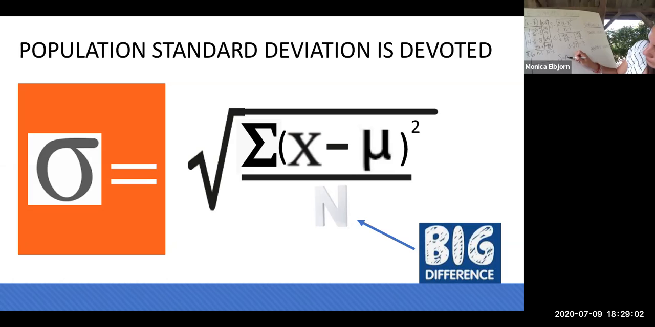So we got n, which you know is 3, times the sum of x squared, minus the sum of x to the power of 2, divided by n times n minus 1. And then square root. Let's do this.